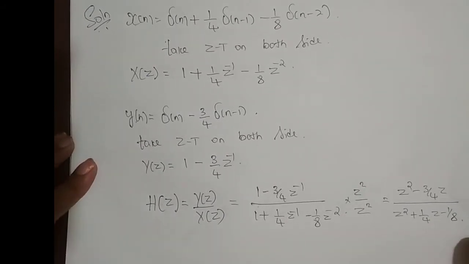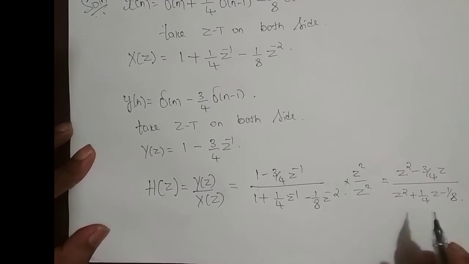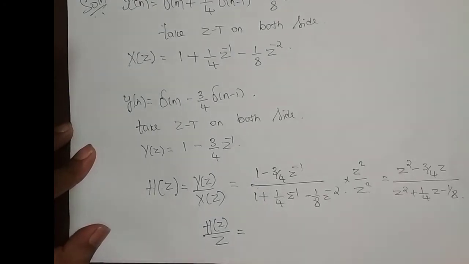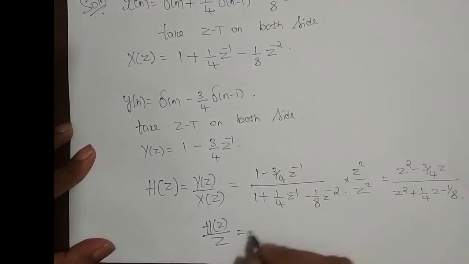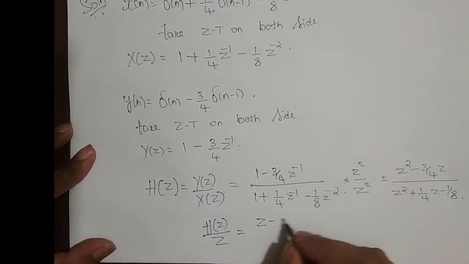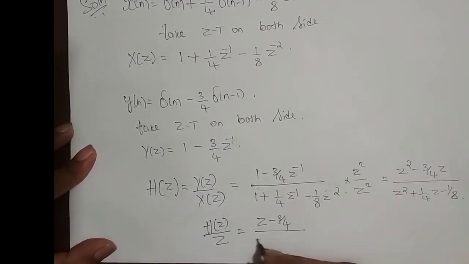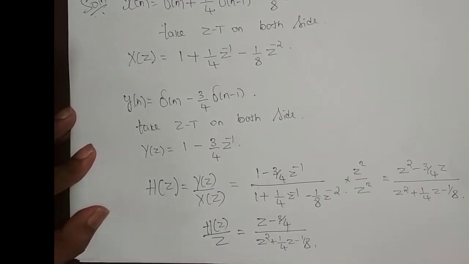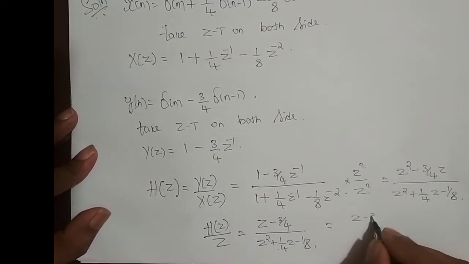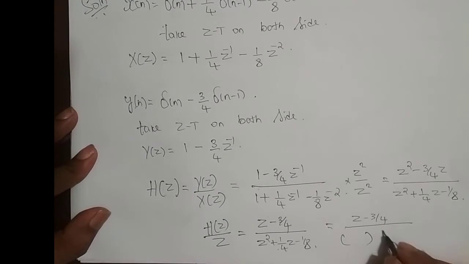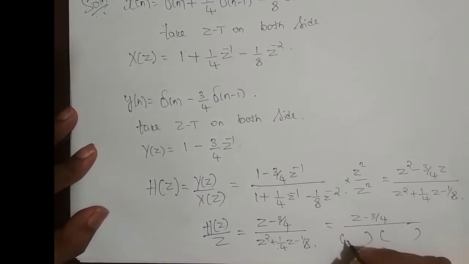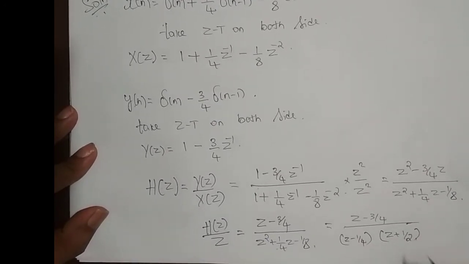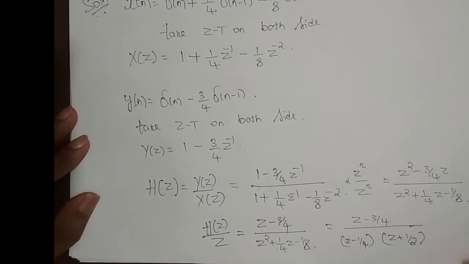Okay, so what is the next step? The next step is to factorize, bringing this into the form of h of z by z. So h of z by z is equal to, if one z goes to the other side, I get z minus 3 by 4, divided by z square plus 1 by 4 z minus 1 by 8. Now I will factorize the denominator. It's a second order polynomial, so I get two poles: one at z is equal to 1 by 4, and the other at z is equal to minus 1 by 2. You just check these poles. Fine. What is the next step?